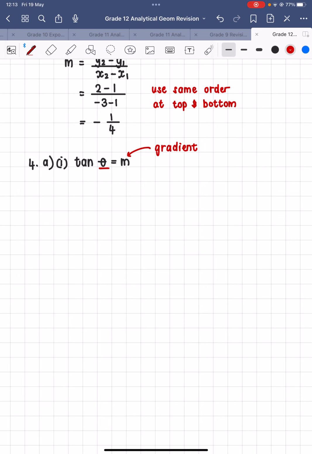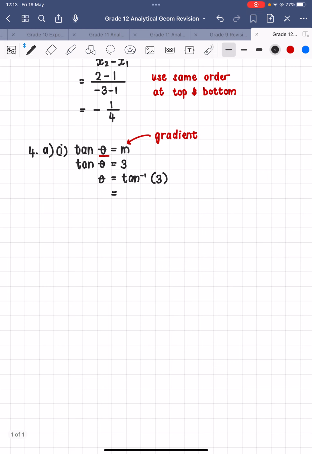Determine the inclination of the lines with the following gradients. For the first question, 3. So we're just going to say tan theta is equal to 3. And now to calculate theta, we are going to do shift tan of the number that we have, of that 3. So you can write down tan to the negative 1 of 3. And you're going to type that into the calculator. Shift tan 3, just like that. You're going to press equals. 71.57 degrees.